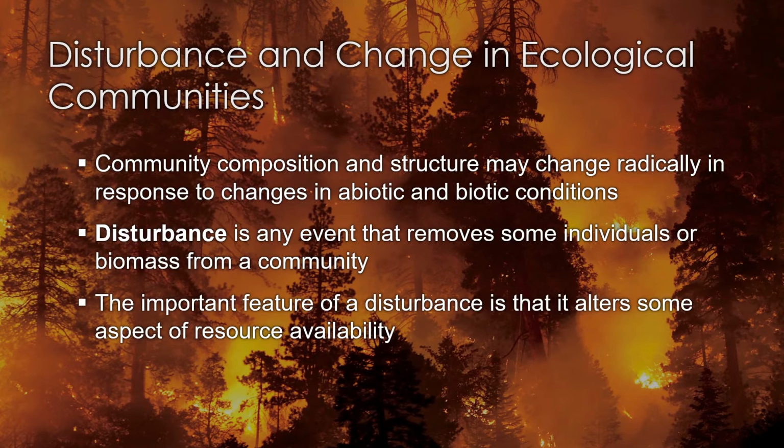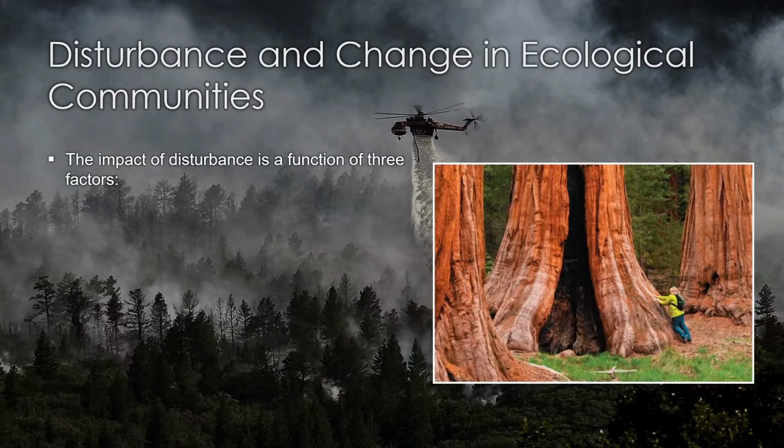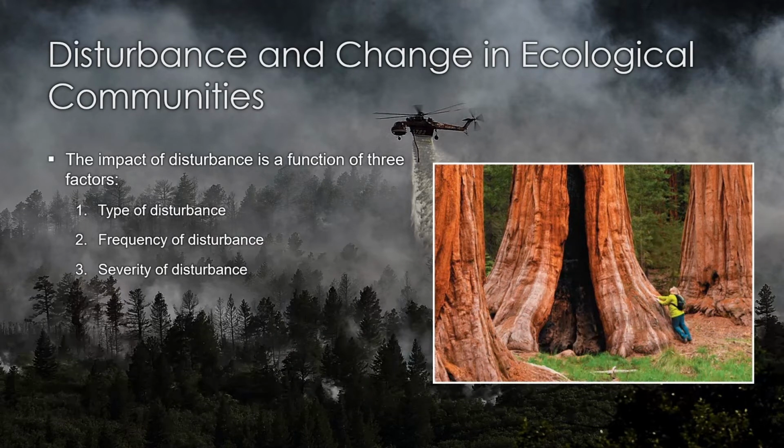These events are important because they alter light levels, nutrients, unoccupied space, or some other aspect of resource availability. Biologists have come to realize that the impact of disturbance is a function of three factors: the type of disturbance, its frequency, and its severity. For example, the speed and duration of a flood or the intensity of heat during a fire.